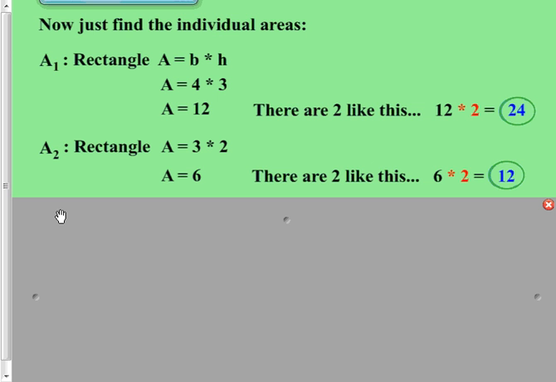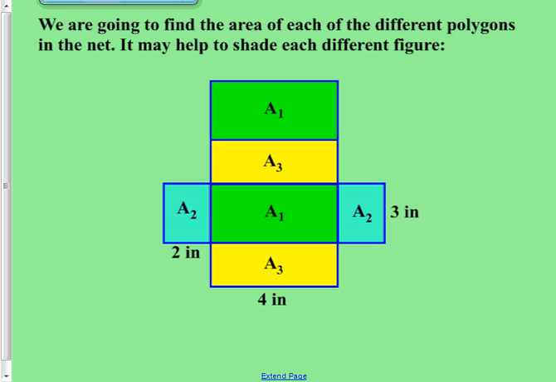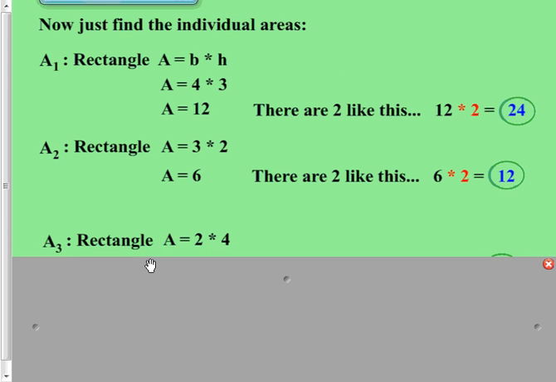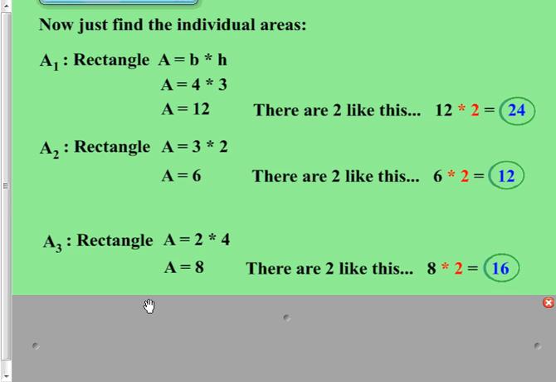Let's keep working. Area 3 is another rectangle. So we go, okay, area 3, you're a rectangle. That means you're found by base times height. What are the measurements of area 3? Well, it's 4 inches across from left to right and 2 inches from top to bottom. So it's a 4 by 2 rectangle. So plugging that in, 4 by 2, okay, that is 8. And of course, there are two rectangles like that one. So we're going to take that 8, we're going to double it, and we get 16.